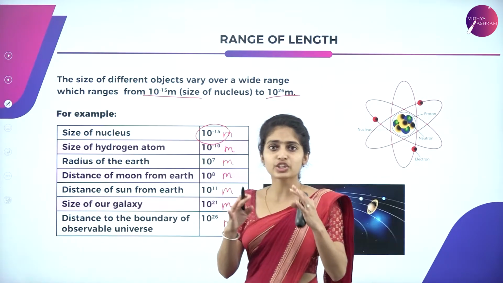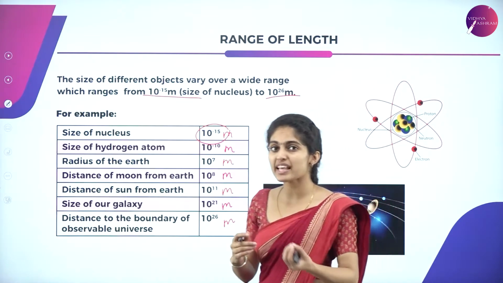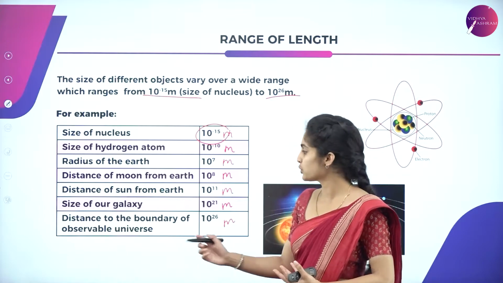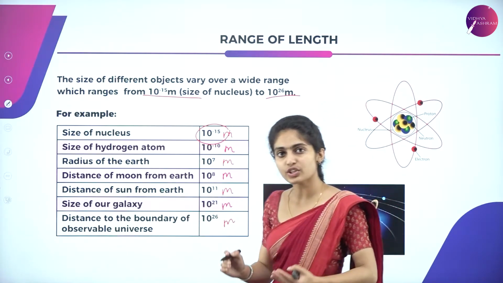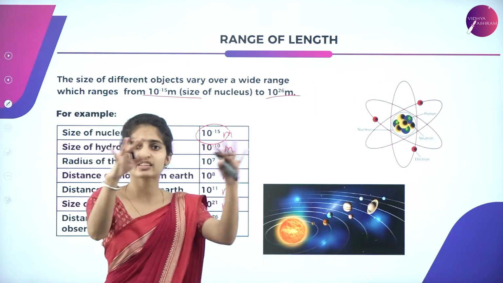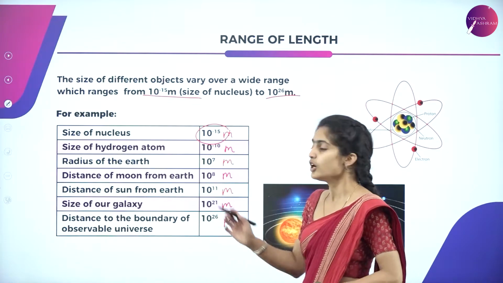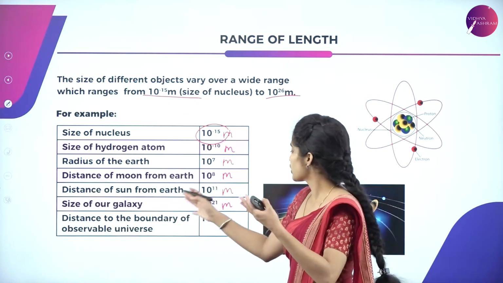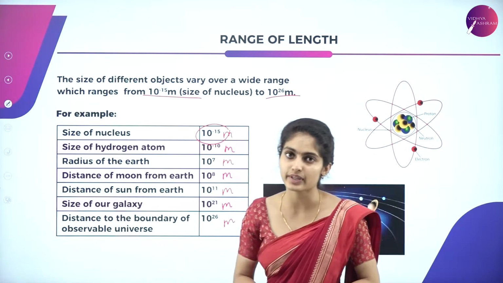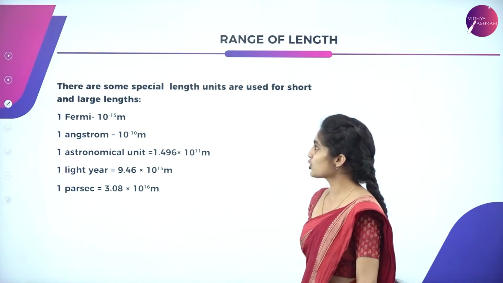The observable universe is the universe which contains the matter which we can observe through space-based telescopes. So the observable universe is observed with the help of a telescope, and it consists of matter which is observed. That is nothing but the observable universe, whose range can be 10 raised to 26 meter. So coming to the next topic, that is the range of length.